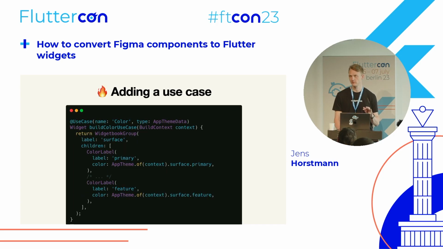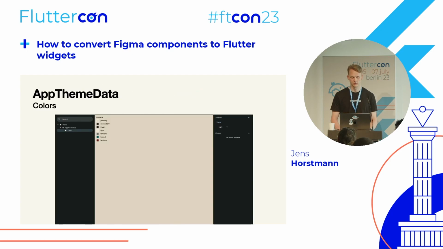The important part is the add use case annotation that basically defines how this builder function that we use to build the components and use cases is displayed in widget book. So the type is our theme, and the name we can pick ourselves. In this case, we say it's color collection. And then we just build widgets to showcase the colors in widget book. And this then looks like this.